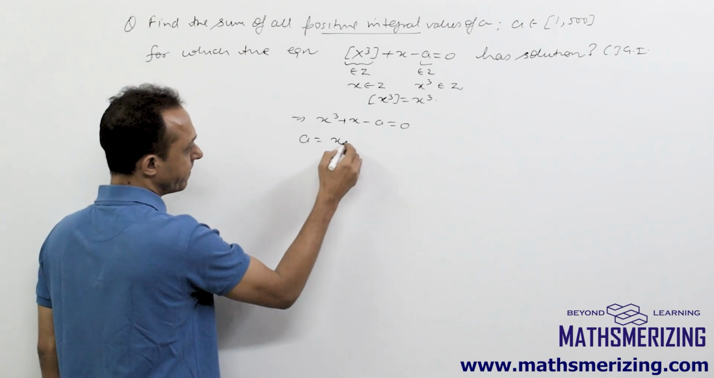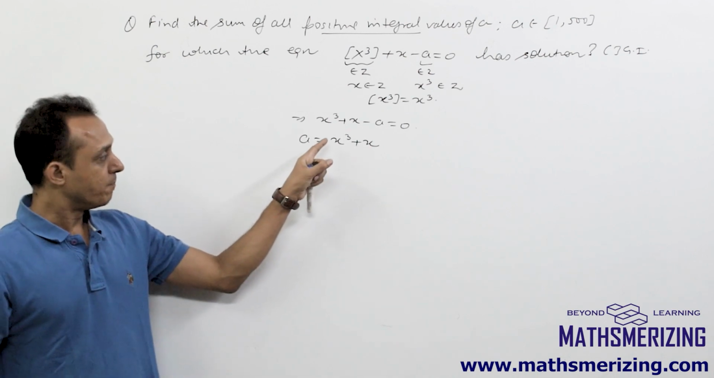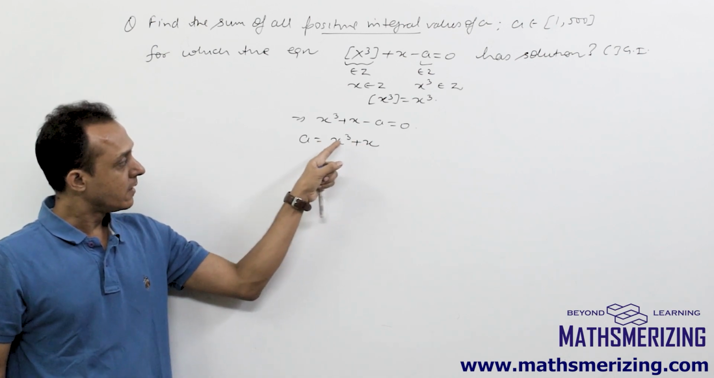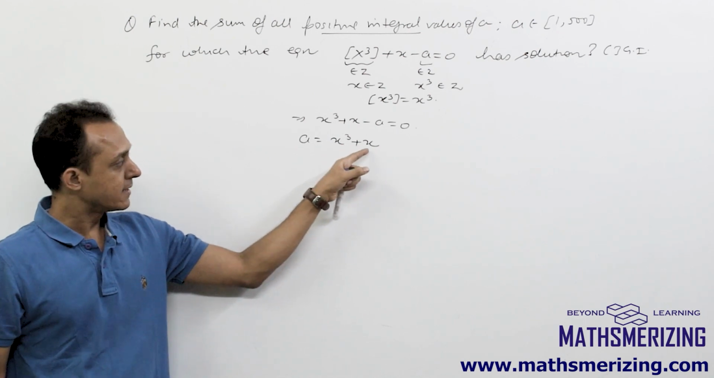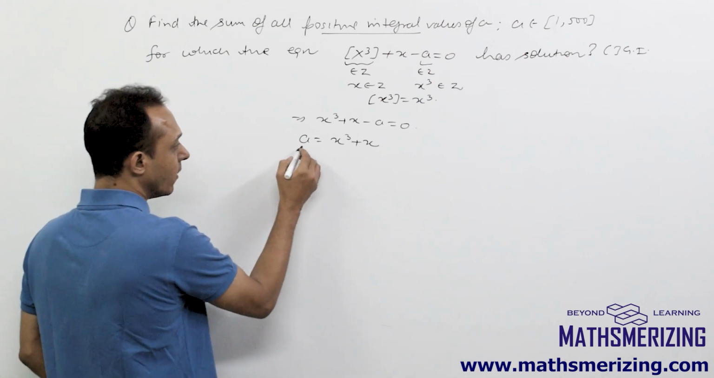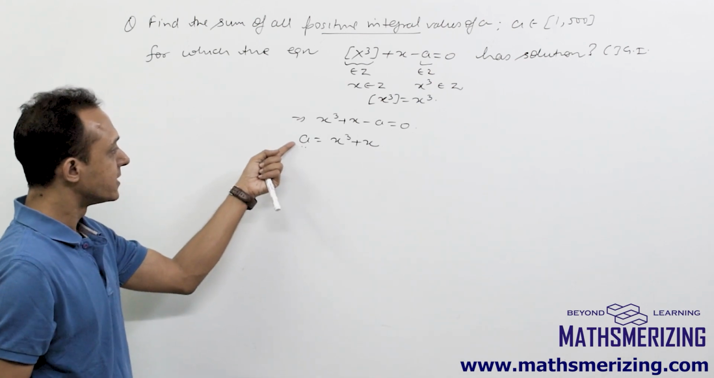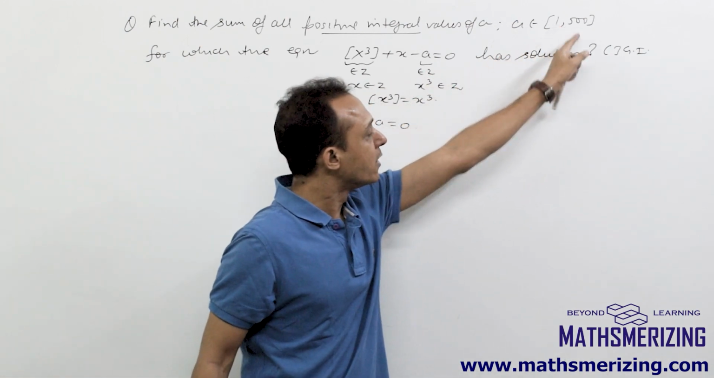So I can write this equation as x cube plus x minus a is equal to 0, or the value of a should be x cube plus x. Now being a cubic equation in x, it will always have at least one real solution. So now I need to see what is the range of a that we can put in this equation so that the value of a lies in the given range from 1 to 500.